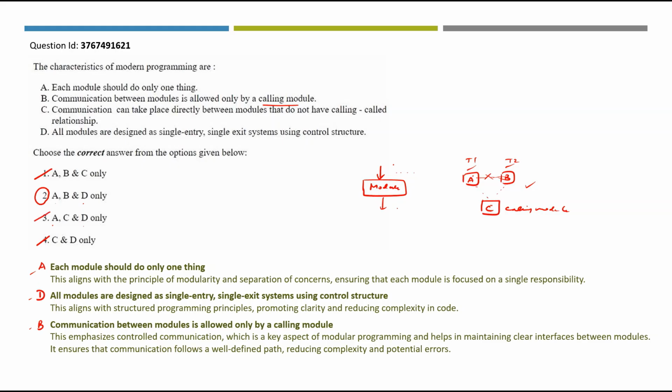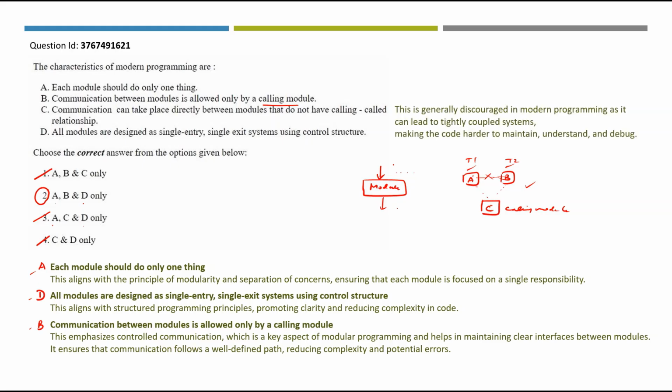We can even rule out option 3 because C is not right. So what is wrong with C? This is generally discouraged in modern programming as it can lead to tightly coupled systems, making the code harder to maintain, understand and debug. They have given modern programming, but all the content is with respect to modules. So what you can understand is modern programming is encouraging modularity. With this we are completing Unit 3 solutions.